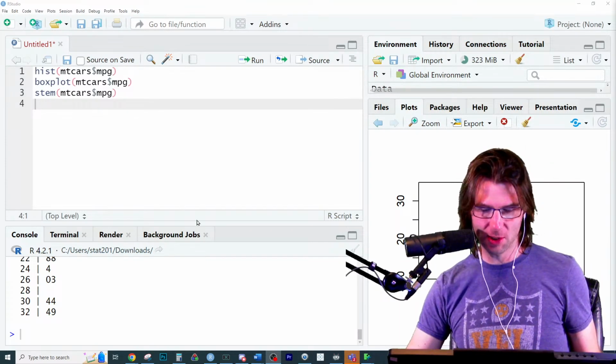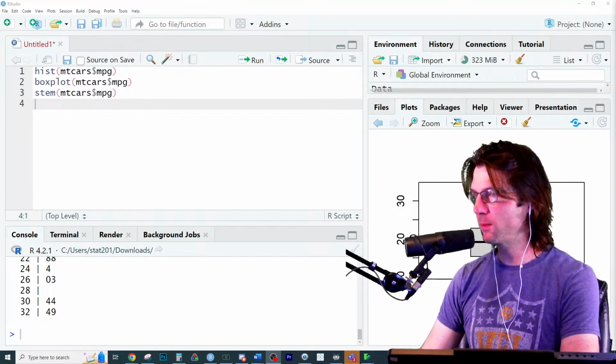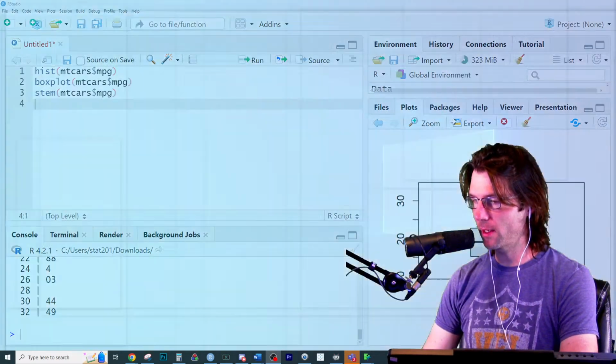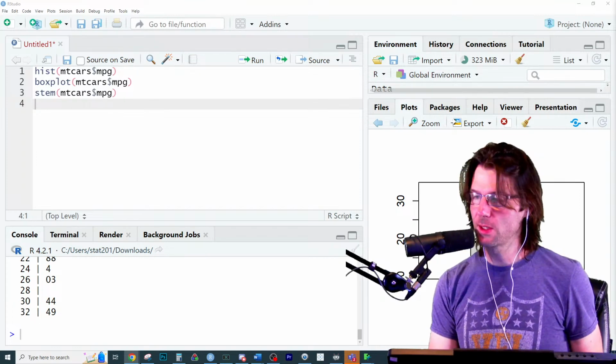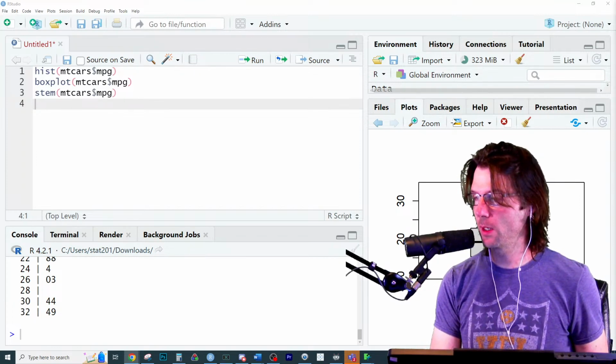So with this, let's do some examples of sample frames, samples, and all that good stuff. So this is Stat 1, chapter 1, sampling techniques.